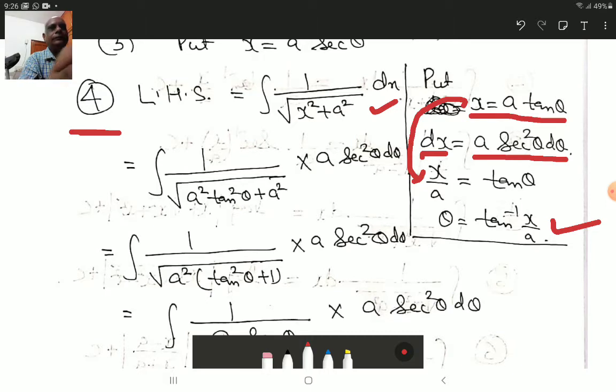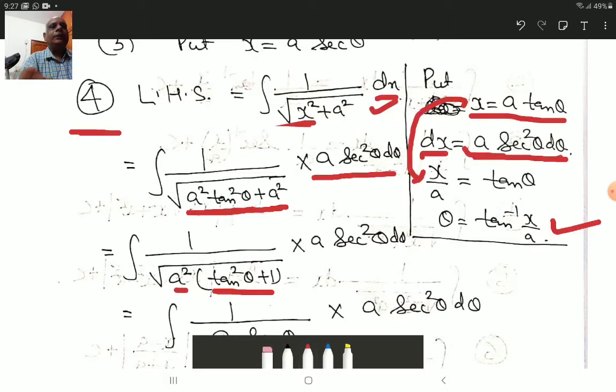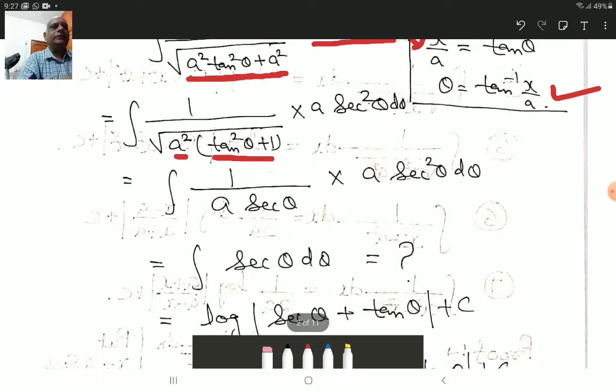Let's feed it here. Now it is integration of 1 upon square root of x square plus a square into dx. x is a tan theta, so x square will be a square tan square theta, plus a square is present, into dx, which is a sec square theta d theta. The dx value will be fed here. Here in the denominator, you can take a square common. So what is left inside? Tan square theta plus 1. And you know, tan square theta plus 1 is sec square theta.